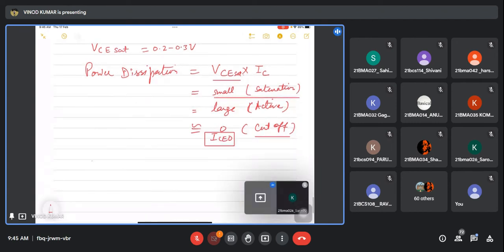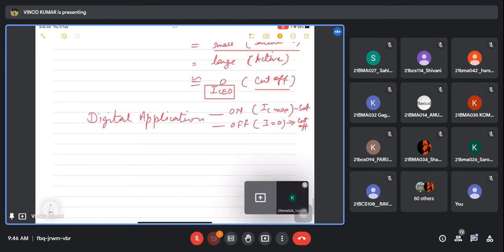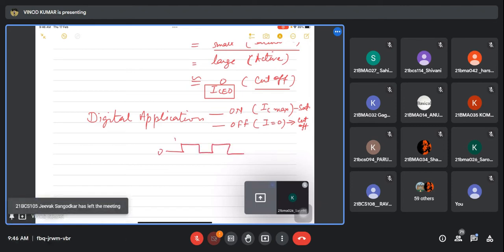For digital applications, what we want is to turn on or turn off. Off means current should be zero; on means current should be maximum. Here saturation gives us that very high current, and cutoff gives us no current. So one is zero and the other is one.